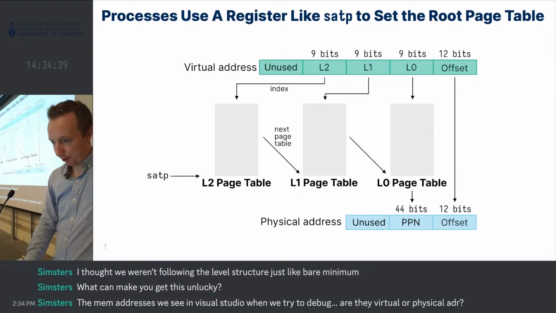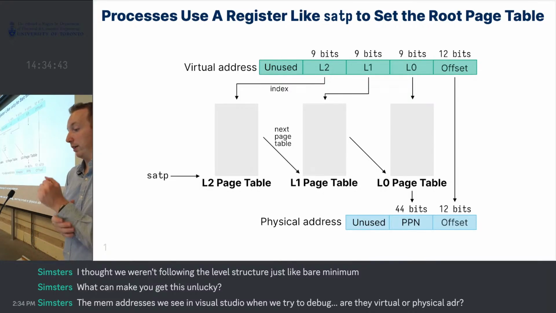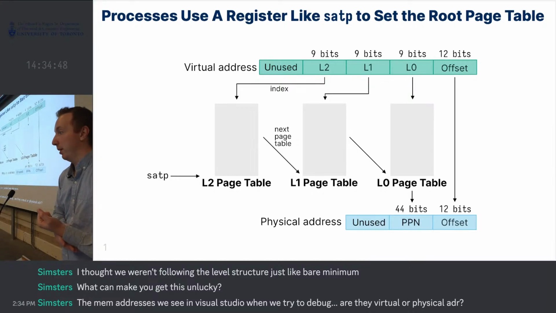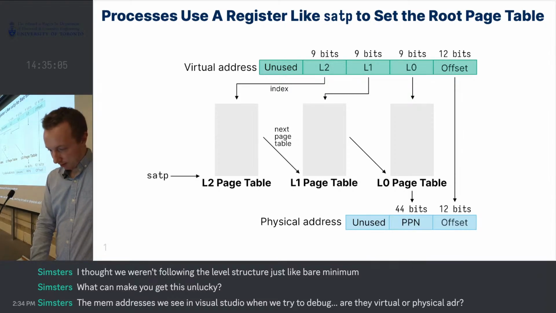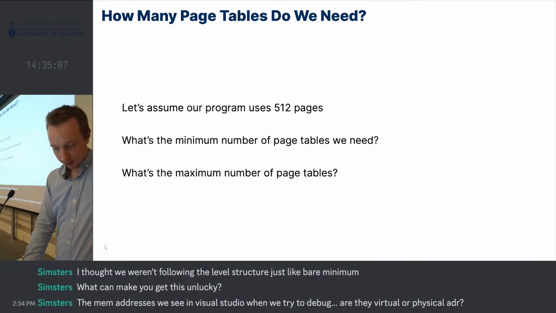Oh, and yeah, question about the memory addresses we see in Visual Studio Debug. Are they virtual or physical? So all the addresses you've seen in your processes at every point in your life, they're all virtual. Maybe in that computer architecture course you saw real physical addresses, but other than that, you've never seen a physical address in your life. They've all been virtual addresses. Isn't that fun to know reality?